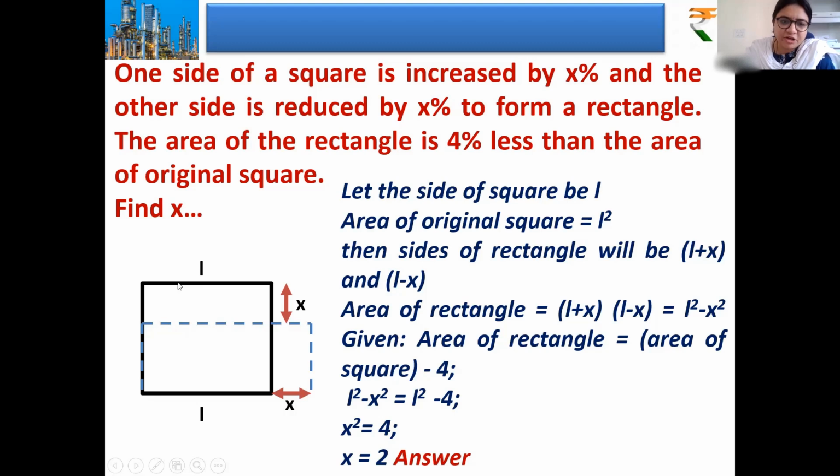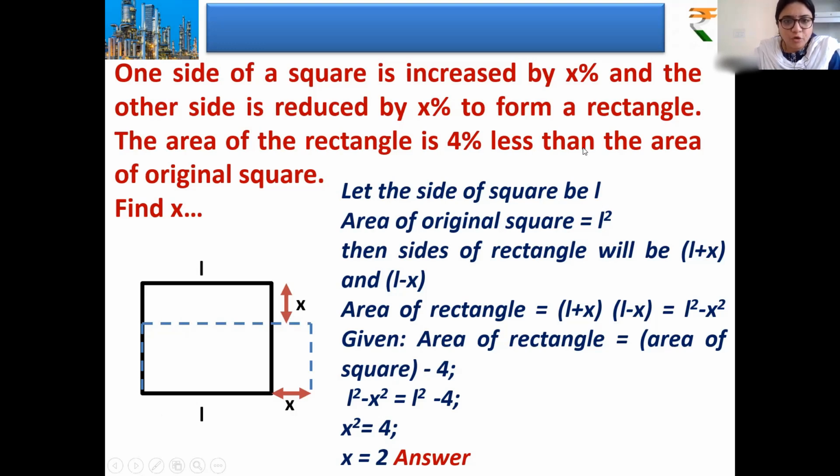When we talk about area, we know that it is length into breadth. Now, in case of a square, the breadth and the length are equal. Each side is equal, so length is equal to breadth. All sides are L, L, L, right? So length into breadth will be L into L, which is nothing but L square. So that is the area of a square.